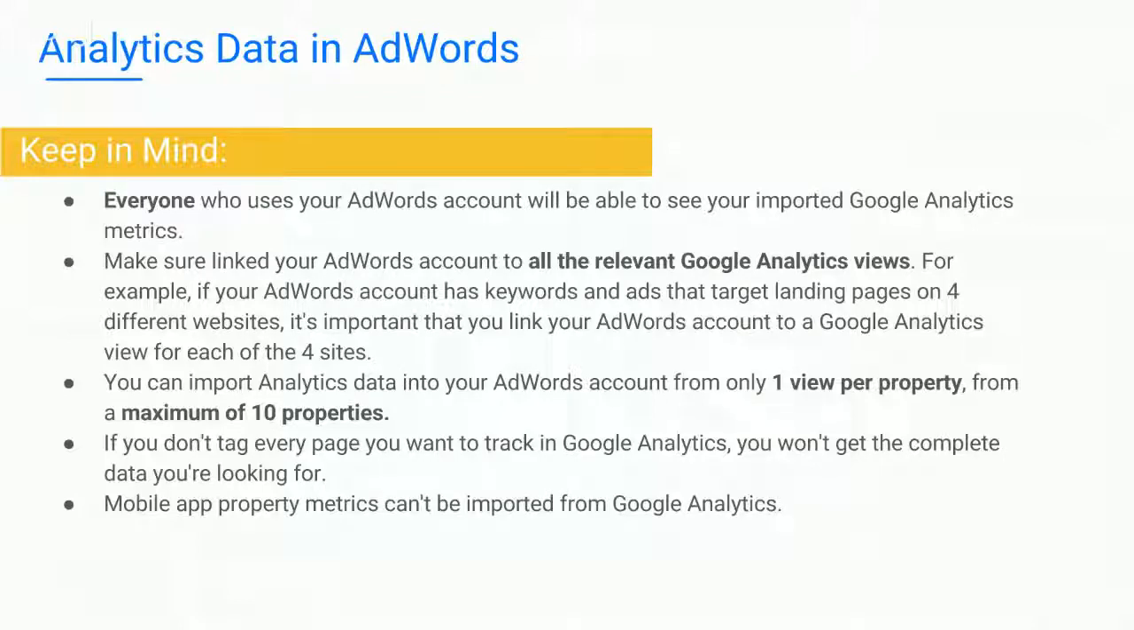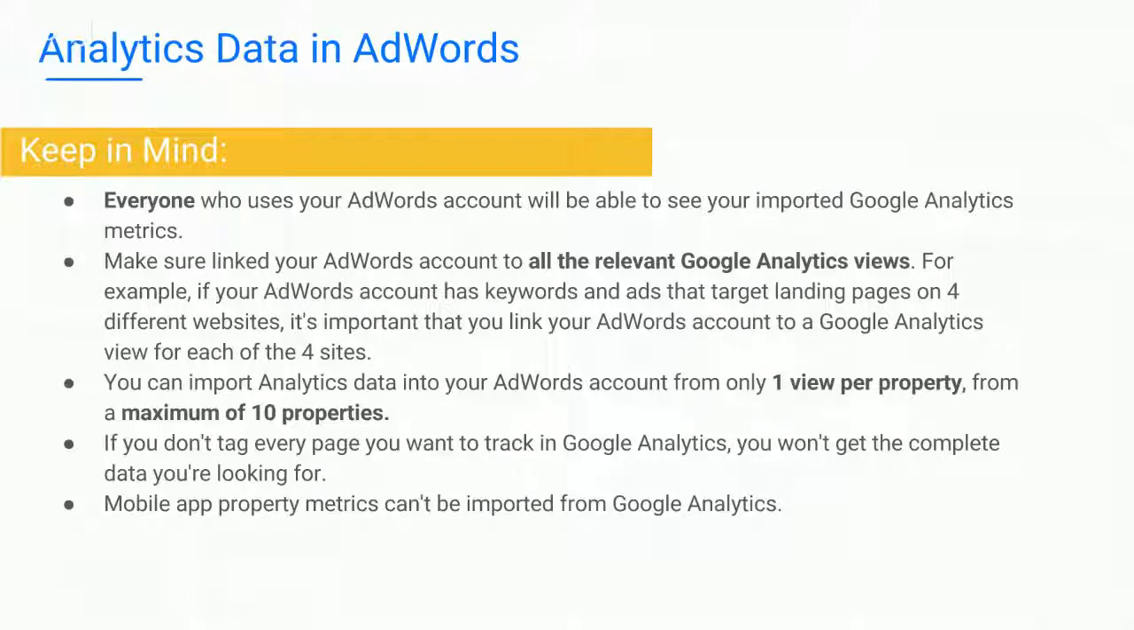So for privacy and security reasons, make sure you know who's accessing and able to see what types of data. Also make sure that your analytics account and your AdWords account have the correct views linked up. A very common issue that we see is that not all the views are linked or the incorrect views are linked. Make sure your AdWords account is linked to all relevant Google Analytics views. If you're just using all website data, that's all you need, but if you are using more specific views, make sure you have those linked as well. You can import analytics data into your AdWords account from only 1 view per property from a maximum of 10 properties. So that's another limitation to keep in mind in terms of the data restrictions.